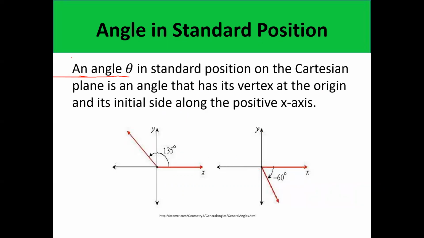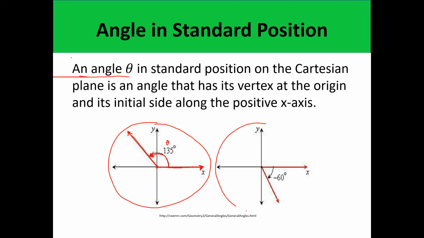Now, there are two angles on your screen right now. The angle on the left side is in standard position and it's measured at 135 degrees. This is an angle in standard position because its vertex is at the origin and its initial side lies along the positive x-axis. The angle is positive because it is measured in the counterclockwise direction. This side here is what we call the terminal side of the angle theta.